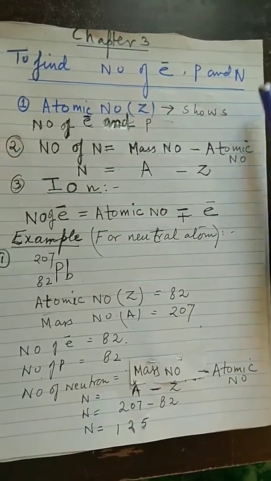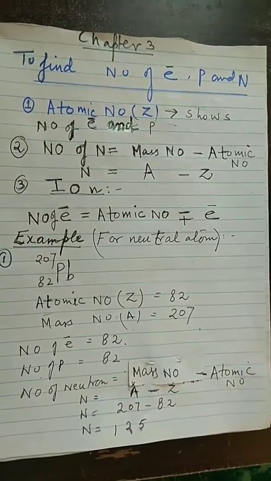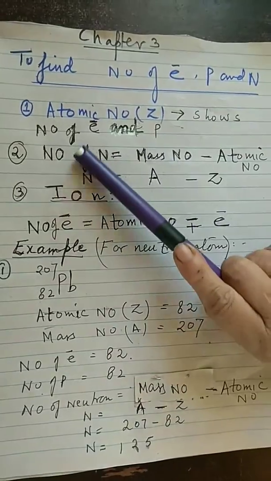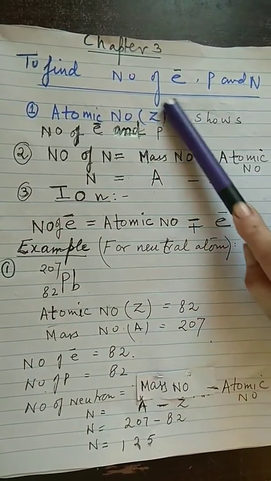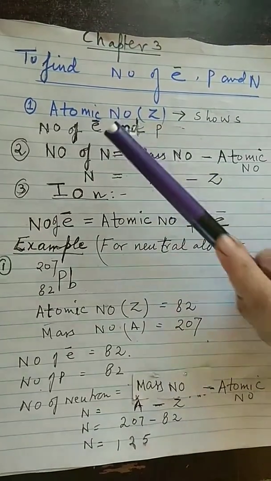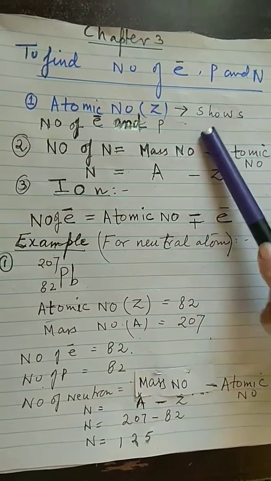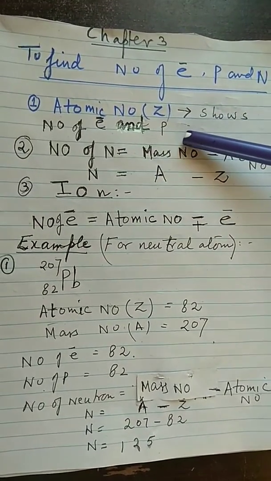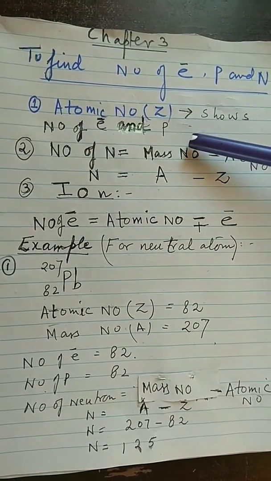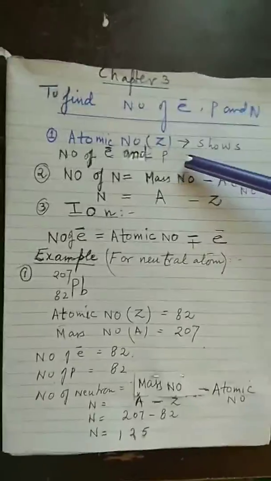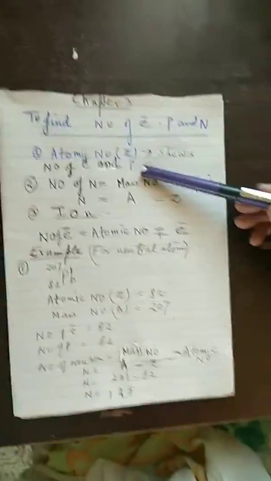Now first, before calculating, remember 3 points. Number 1, atomic number Z. In the case of a neutral atom, the atomic number shows the number of electrons and protons. For example, the atomic number of sodium Z is equal to 11. It means electrons are 11 and protons are 11.